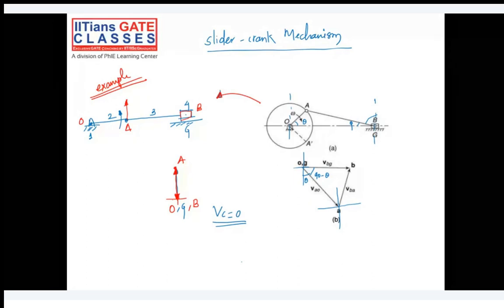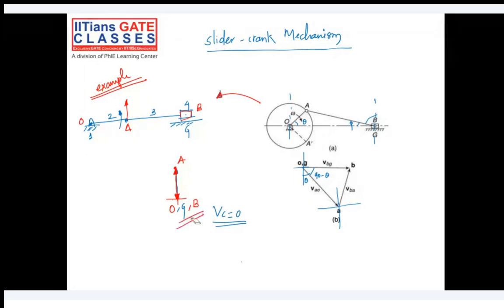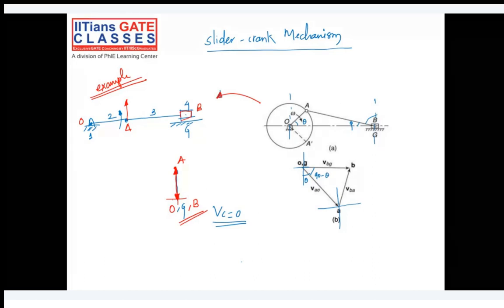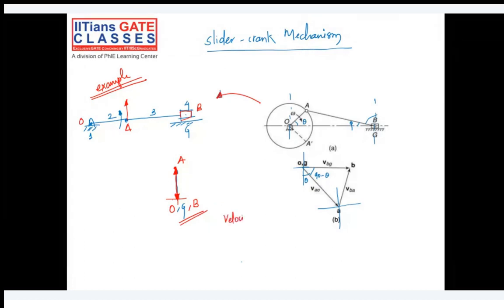This is the correct way of drawing it. So write down here OGB will be a single point. It means the velocity of point B with respect to G is 0. Why? Because the slider has reached the extreme right hand side. Is it clear? Any doubt here?